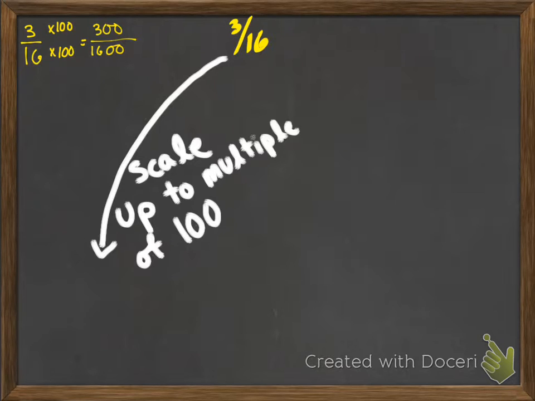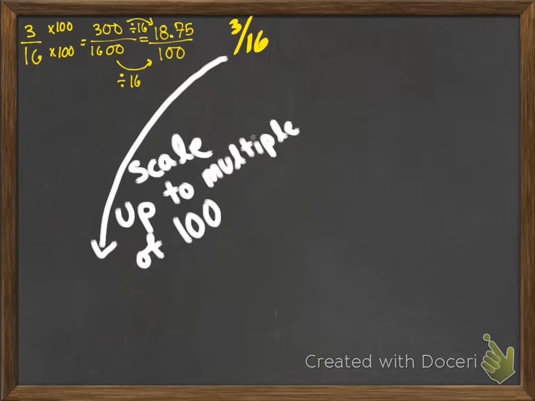1,600, okay? Now, I know that a percent means over 100, and I can go from 1,600 to 100 pretty easily. I'm just going to divide the denominator by 16, because 1,600 divided by 16 is 100. So if I do it to the bottom, I'm also going to do it to the top. 1,600 divided by 16 is 100. 300 divided by 16 is 18.75.